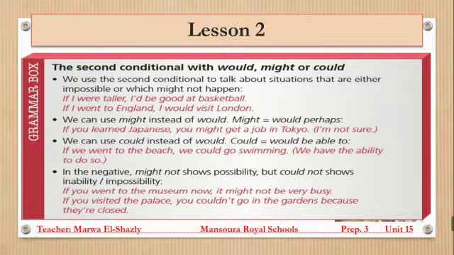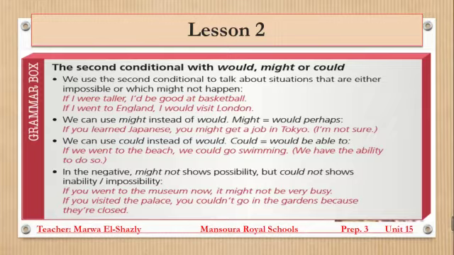Second example: if I went to England, I would visit London. So here it's again an impossible situation. I can't visit London because I can't go to England. Here we notice that the verb went is in the past simple, and in the result part, I would visit, would plus infinitive. We can use might instead of would.